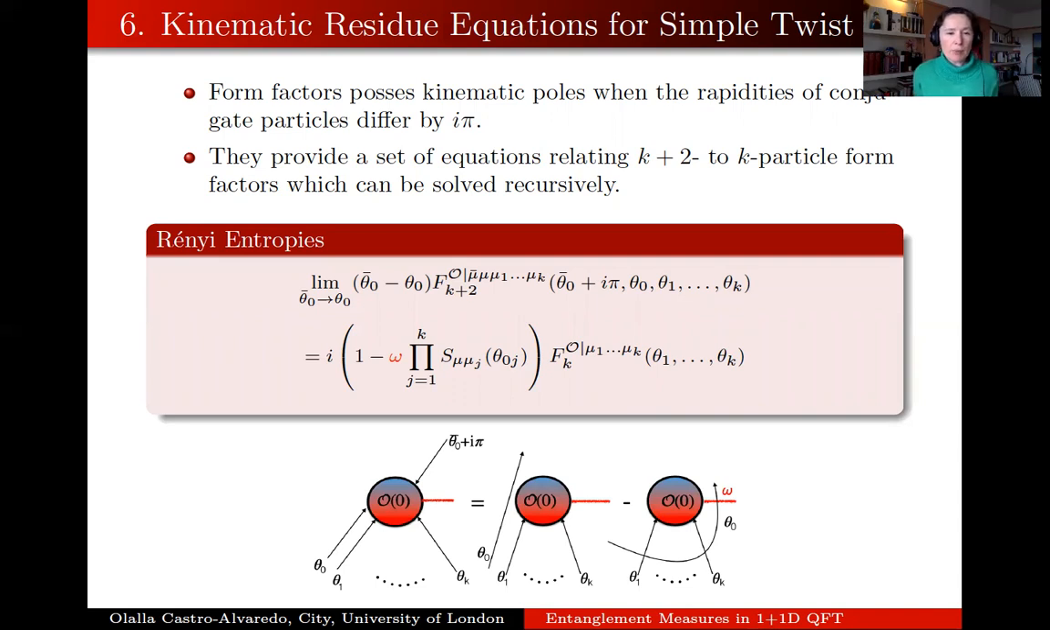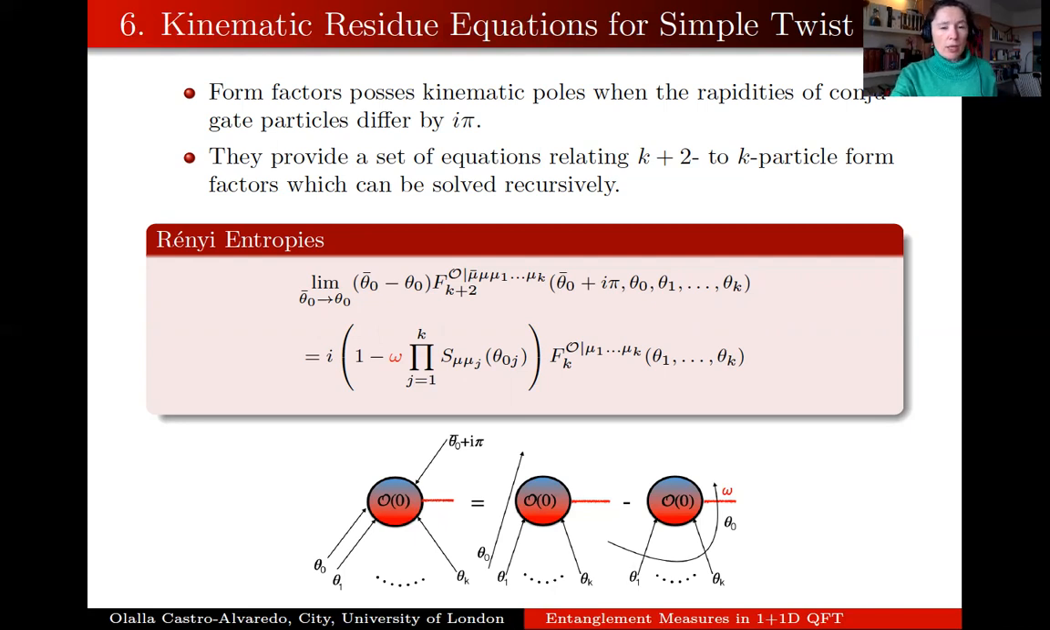And the pictorial representation of this is that this annihilation process can occur in two possible ways. Either the two particles just annihilate on the left, or instead the first or the second particle takes a trip, interacts with everyone else, crosses the branch cut, and then annihilates. And this is reflected by this product of S matrices and this phase, which is the consequence of crossing the branch cut. So this is what happens for standard fields.